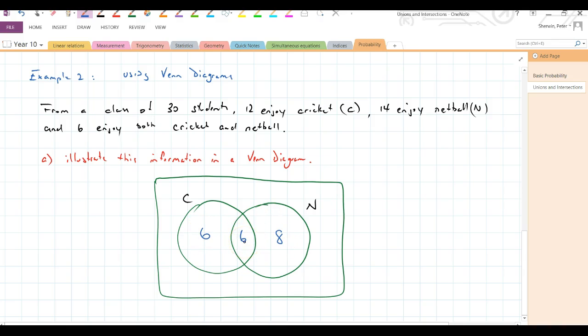Now I've got 30 students total. Let's add these numbers up. 6 and 6 is 12, and 8 is 20. That means we've got 10 students left, 10 students that enjoy neither cricket nor netball. So that would be the way to illustrate that information. Always start at the centre.